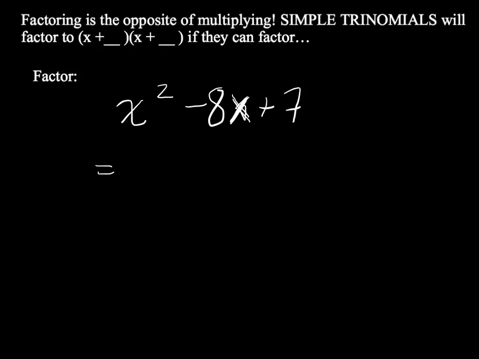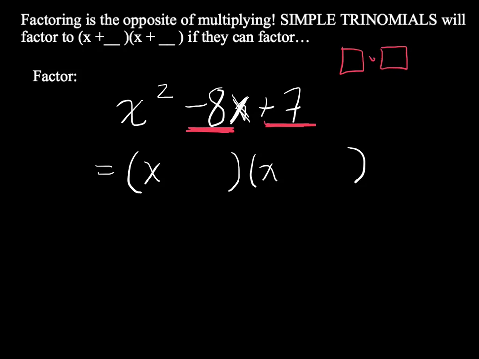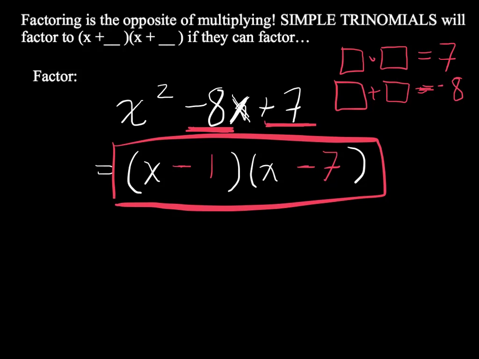Okay, welcome back. Here we go. This is going to be x and a number, and x and another number, if it can be factored. I need two numbers that multiply to give me 7, but add up to negative 8. What could those be? Well, in fact, the numbers negative 1 and negative 7 multiply to give me positive 7 and add up to negative 8. Go ahead on your own time and multiply those out, and you'll get the original expression.